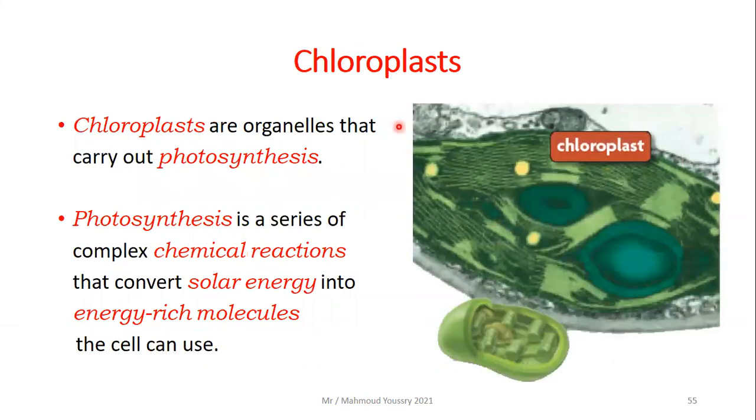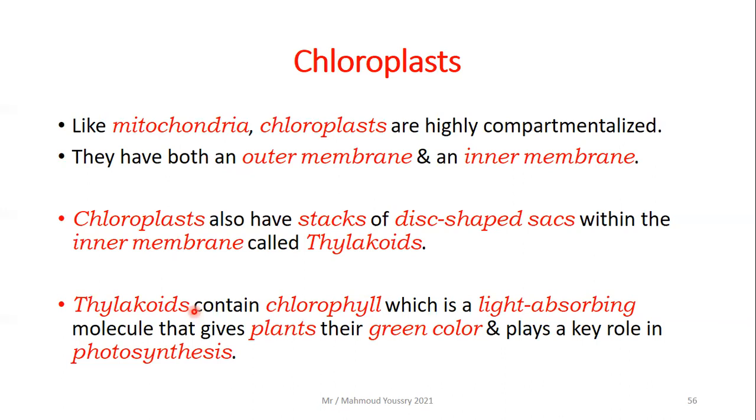What about the chloroplast? Chloroplasts are organelles that carry out photosynthesis. They are found only in plant cells. Okay, photosynthesis is a series of complex chemical reactions that convert solar energy into energy-rich molecules that the cells can use. This is the food made by the plant. This is the sugar.